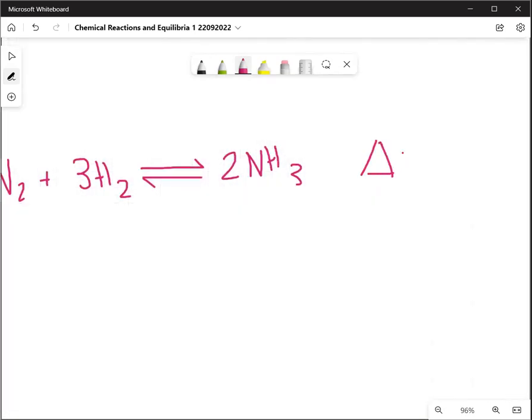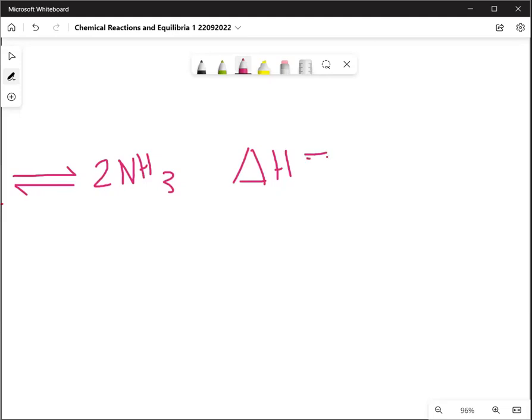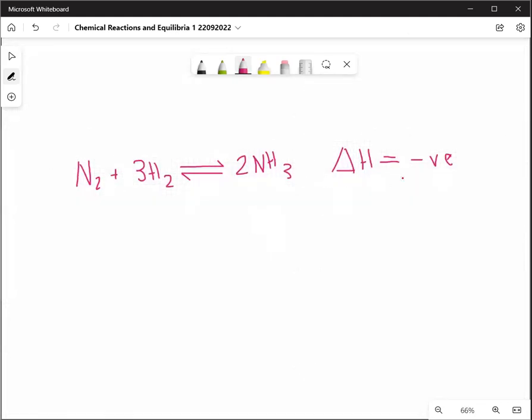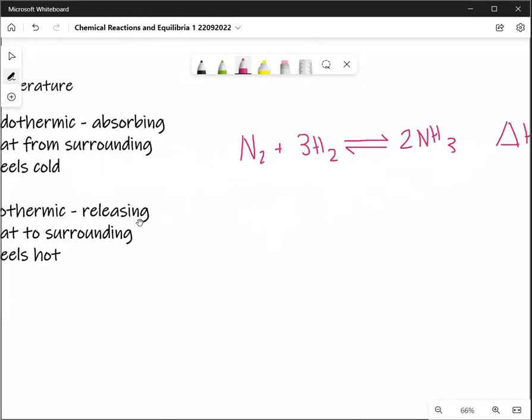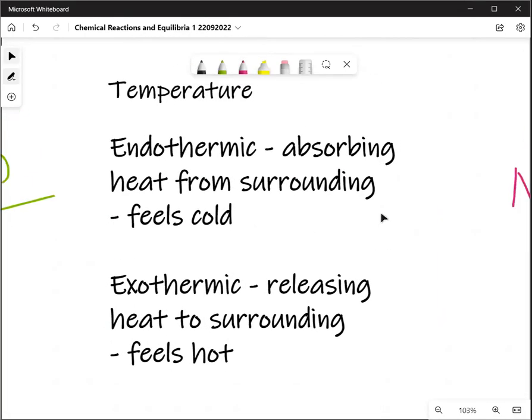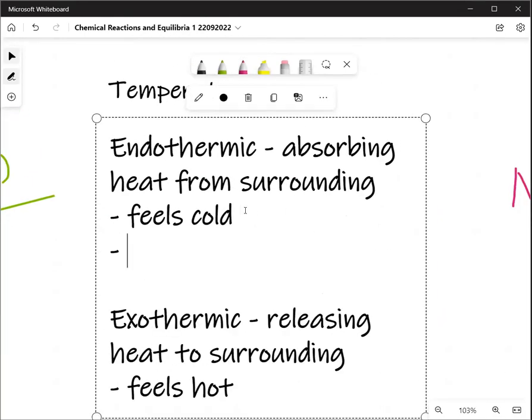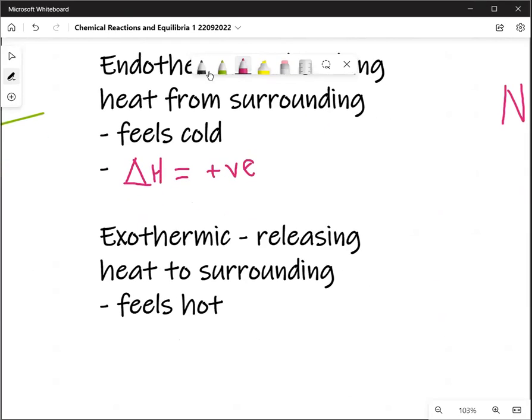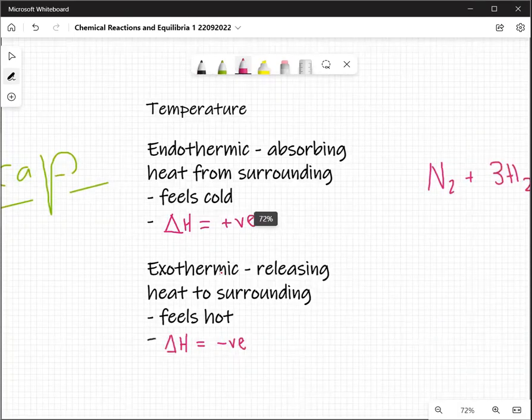Now look at this question. What type of reaction is this, Niranjana? Is it endothermic or exothermic? In your notebook, write this right here. One more point. Delta H for an endothermic is positive, any positive number. But for exothermic, delta H is negative. Is that clear? Write this, tell me when you're done.